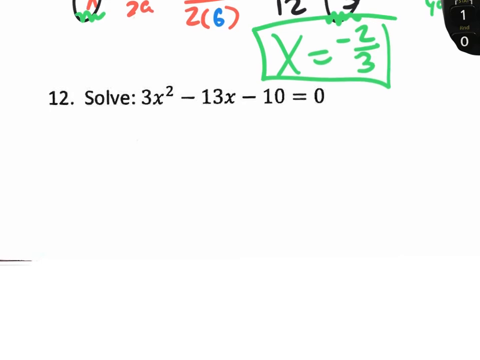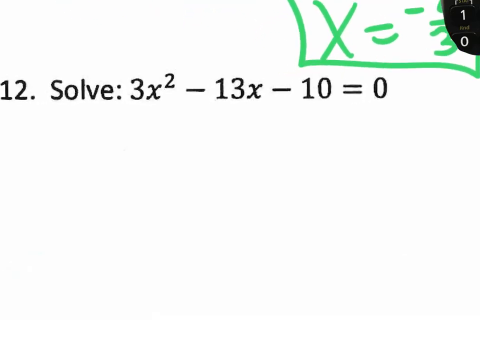Number 12. We could use a quadratic formula. Again, look at your answers. If you end up with two nice answers on your multiple choice, none of them have the plus minus square root over a different number, then don't do the quadratic formula. Try to factor, right? Unless you want to use a quadratic formula, it always works. But right here, I'm going to do that multi-step process of factoring.